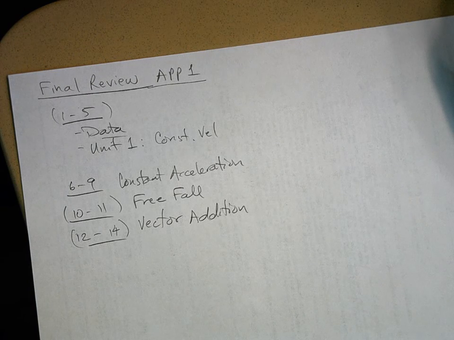So the reason why there's 12, 13, 14, there's 3 problems there, is I'll ask you what these two vectors are in rectangular coordinates. And I give you a bunch of choices.